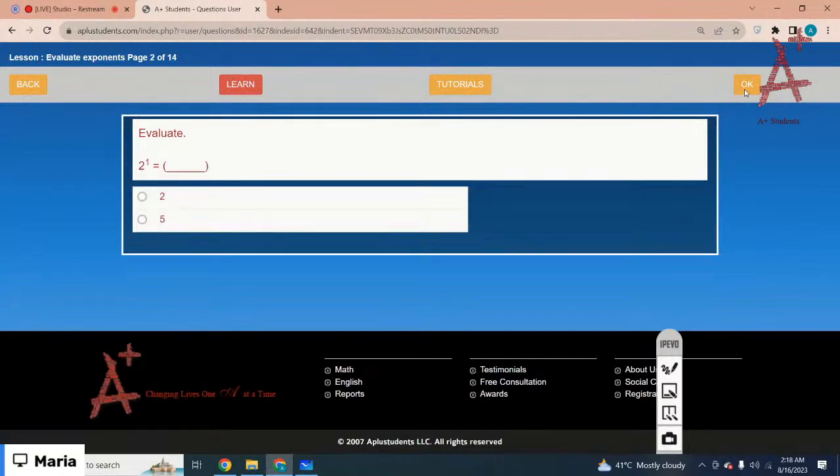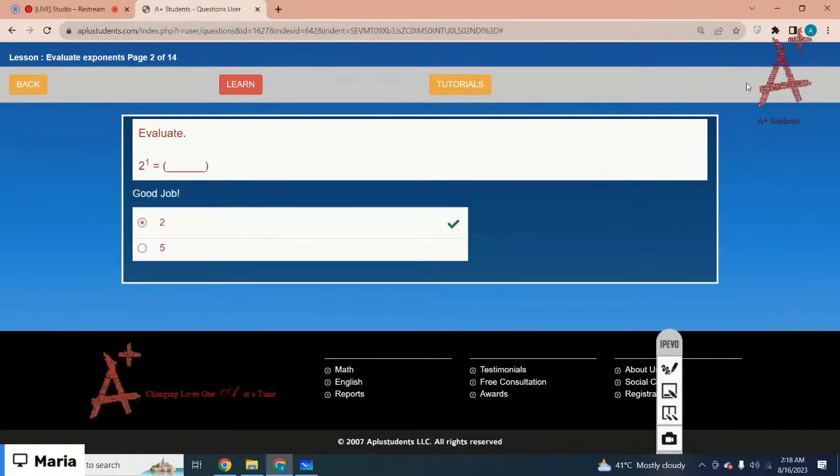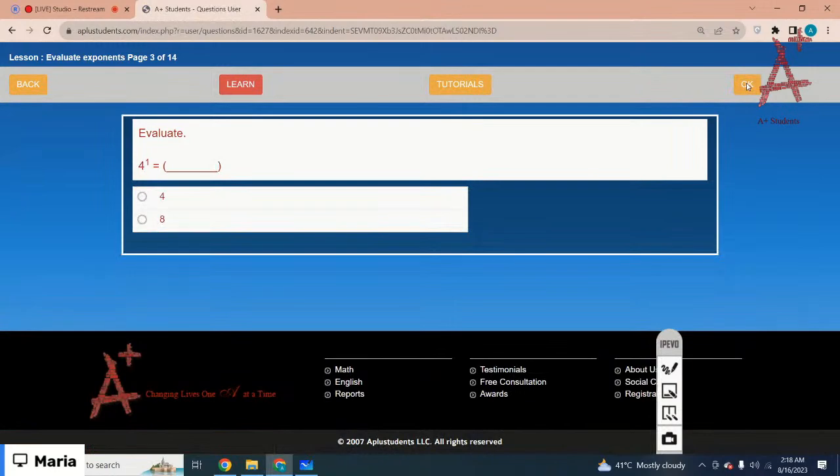The next one is evaluate 2 exponent 1. So which is the correct option? Any number whose exponent is 1 equals the same number, so it is 2. 4 exponent 1, which is the correct option?